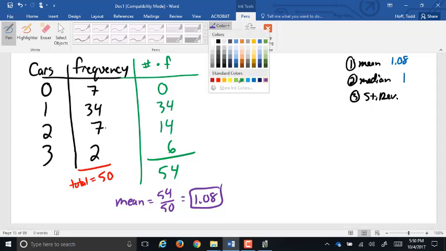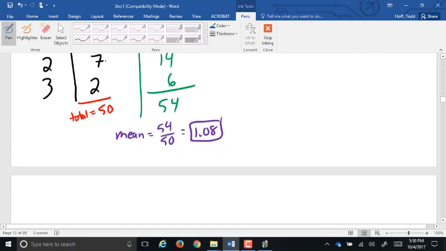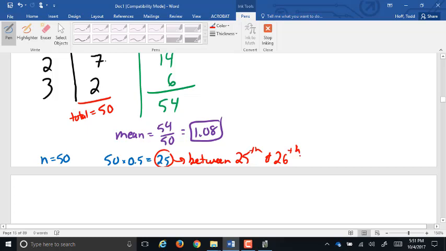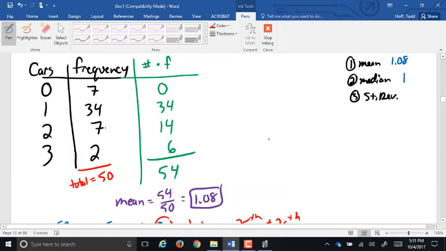The median, if n is 50, we have to do n of 50 times 0.5, which is 25. Since that comes out to be a whole number, that's telling us it is between the 25th and 26th number. Well, just going up here, we can easily find the 25th and 26th.